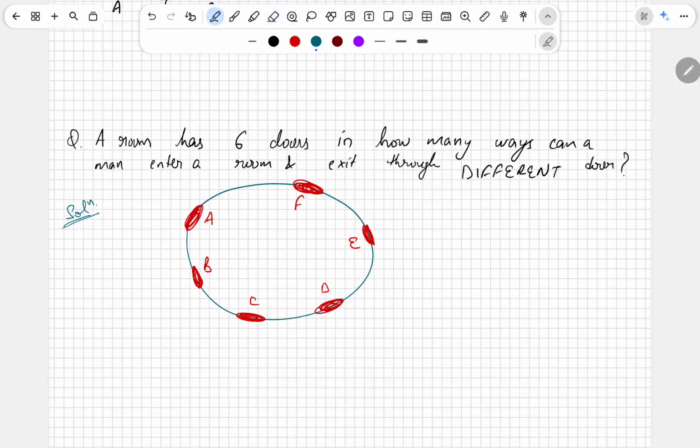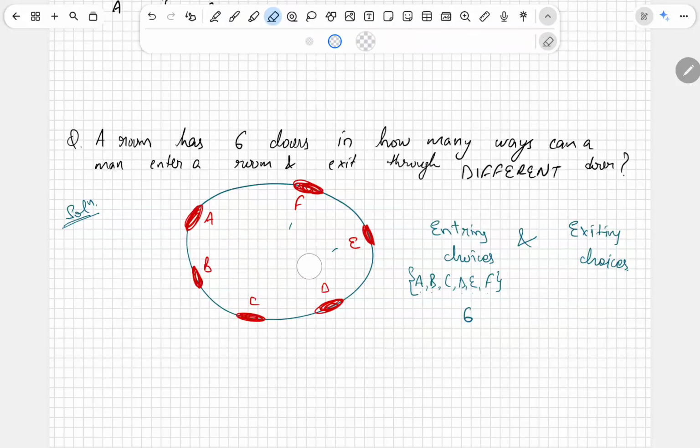Okay, so first we'll talk about entering choices and then we'll talk about exiting choices. So when a man enters, how many choices does he have? He has A, B, C, D, E, F. This is the sample space. He has 6 choices. And when he is going to exit, if he came in through A, then he is left with only 5 choices. If he came in through B, then he has 1, 2, 3, 4, 5 choices. If he came in through C, then he has 1, 2, 3, 4, 5 choices.